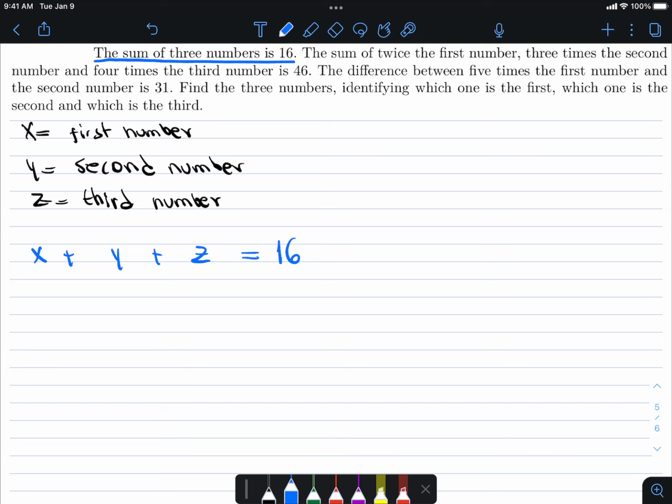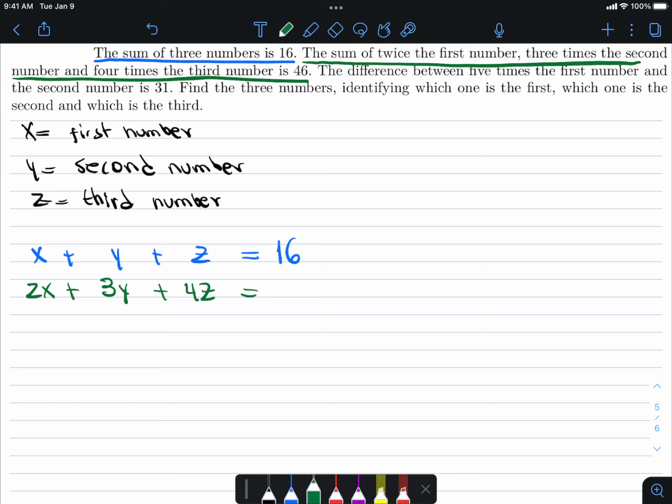Pretty simple. Now for the second one, I have to be a little more careful because like I said, I'm multiplying the numbers by something before adding them. So we're finding the sum of twice the first with 3 times the second and 4 times the third. And the result is 46. So that's the second sentence. Pause this, make sure you understand, read again if you need, but this is what it says.